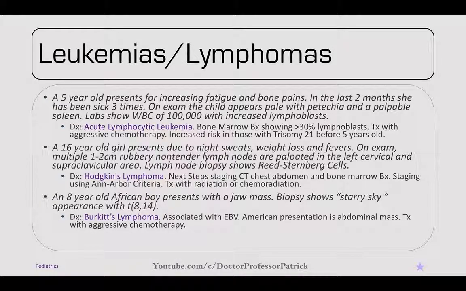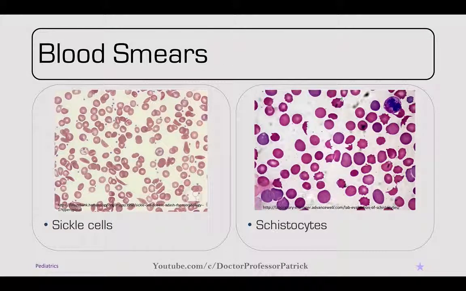Last, we've got an 8-year-old African boy who presents with a jaw mass. Biopsy shows a starry sky appearance with a translocation of 8;14, and this is Burkitt's lymphoma. It's associated with EBV. Classic presentation in the more Western world is with an abdominal mass, and you would treat with aggressive chemotherapy.